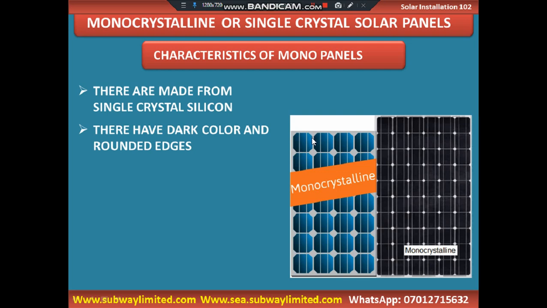You can see the rounded corners, whereas the polycrystalline solar panels don't have the rounded edges. So one of the features is it is dark in color. And another thing you use to differentiate the monocrystalline solar panel, even if the nameplate is not on the solar panel, is its dark color and the rounded edges.